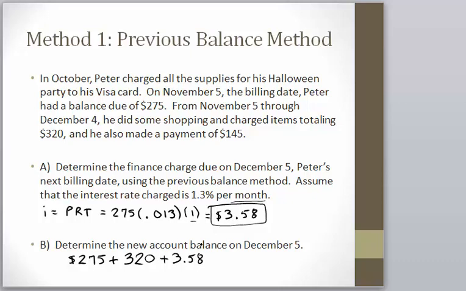He also made a payment of $145, so I'm going to subtract the $145 payment. So the new account balance will be found by adding 275, 320, 3.58 together and subtracting his payment of $145. So he now owes $453.58.